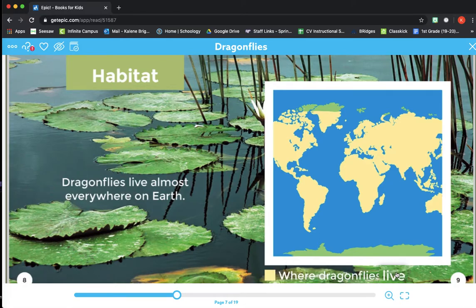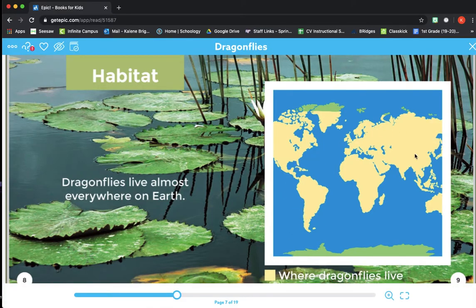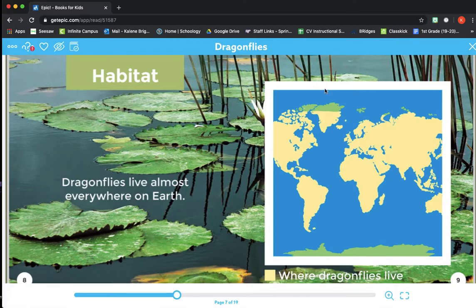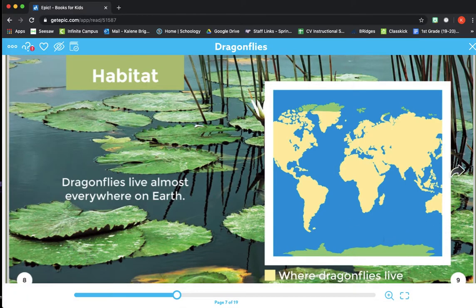Where dragonflies live is marked with this color, that yellowish tan. Oh my goodness, dragonflies are almost everywhere. I want you to look and see where you would not find a dragonfly. And I also want you to think about, why are there no dragonflies living there? Way up here, way down here, where are all the dragonflies? Oh, here they are. Why would a dragonfly not want to live down here or up here?